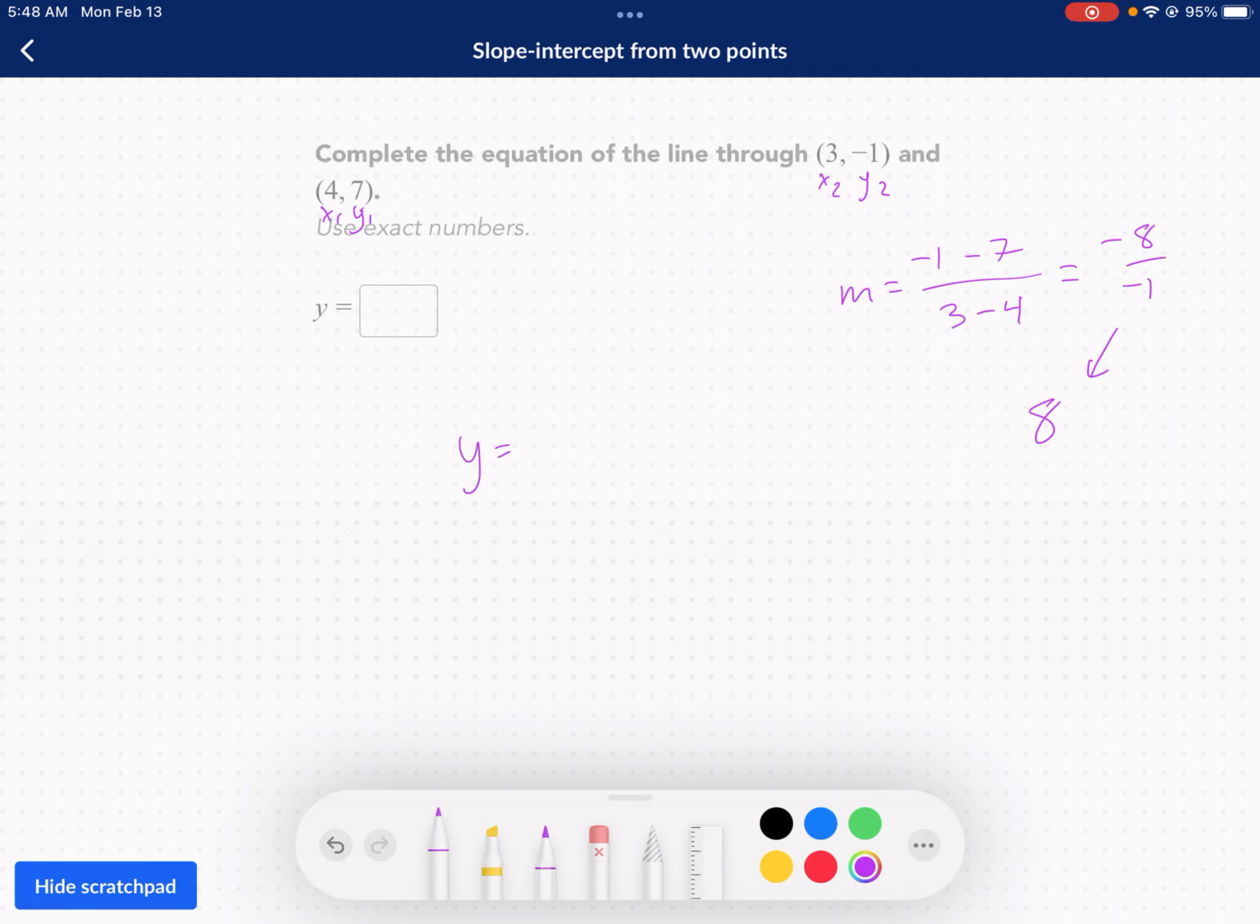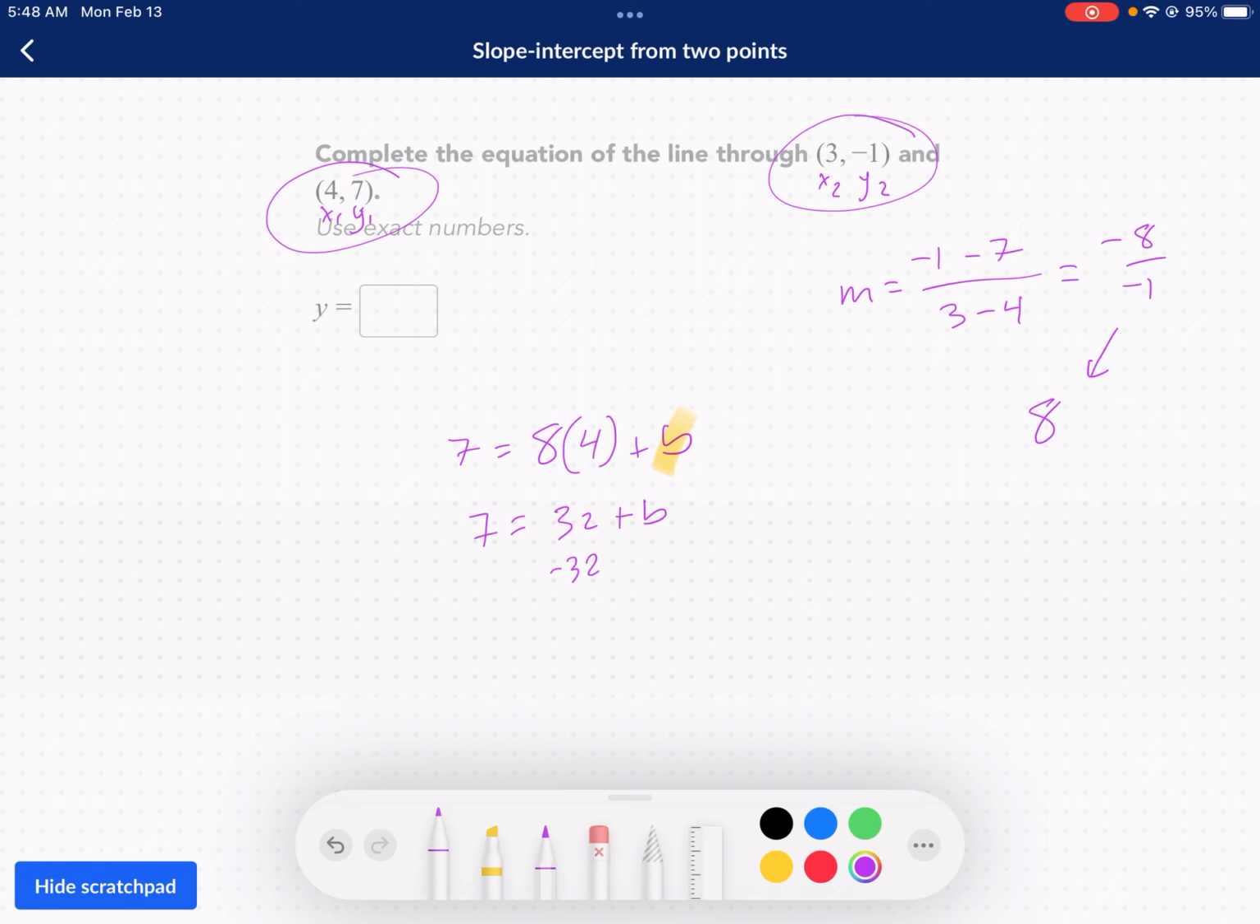So far I have y equals 8x plus b. I still have a missing y-intercept. So I'm going to plug in values for x and y. I'm going to go ahead and just use my x1, y1 again. I could have used x2, y2, but I'm just going to go ahead and use x1, y1. I'm going to go 4, and I'm going to get 7 over here. So I have 32 plus b equals 7, because I had to multiply the 8 times the 4.